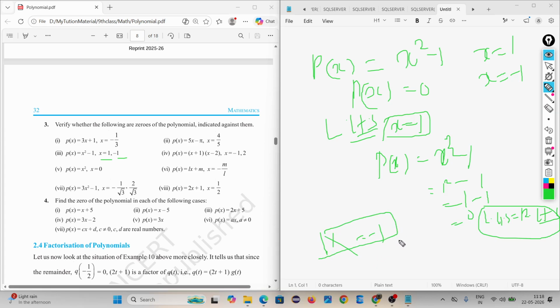No, sir, the answer will be minus 2. Okay, look. P of x equal to x square minus 1. Minus 1 square minus 1, 1 minus 1 equal to 0. Yes. These two x values are zeros of this polynomial because we are getting 0.